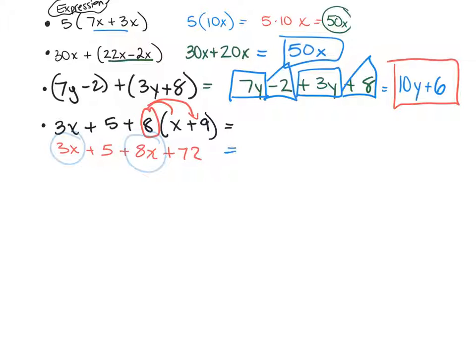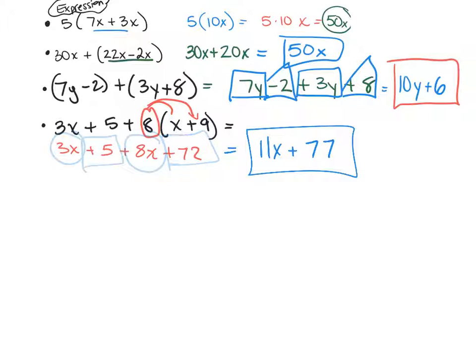3x plus 8x is 11x. And then you have to add 5 plus 72. Very good. And 77. Excellent. So you also combine like terms, because that's all you could do is simplify. You can't really do anything else. Awesome. So those are all the simplify expression ones.